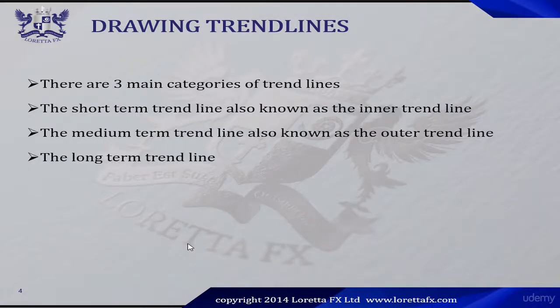Now, there are three main categories of trend lines. We have the short-term trend line, also known as the inner trend line. We have the medium-term trend line, also known as the outer trend line, and we have the long-term trend line. There's no other way, we just call it the long-term trend line. Okay, so these are the three main categories of trend line.